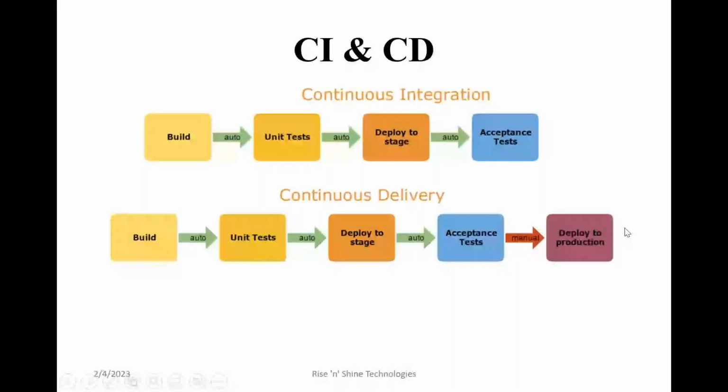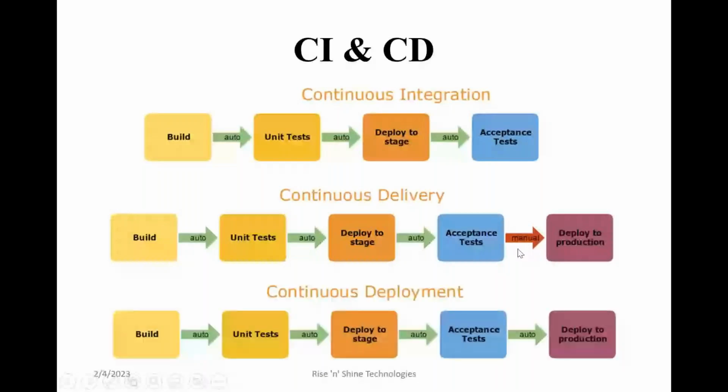But continuous delivery is not the only point. As we're talking about continuous deployment, if you are able to automate this entire process, that means from the developer to the production, if everything is automated, then we can say the process model is continuous deployment. Delivery is manual promotion. Deployment is automated promotion.